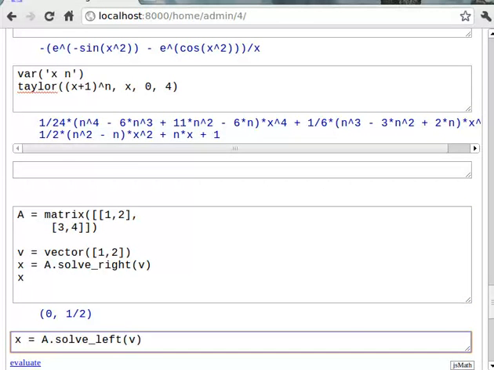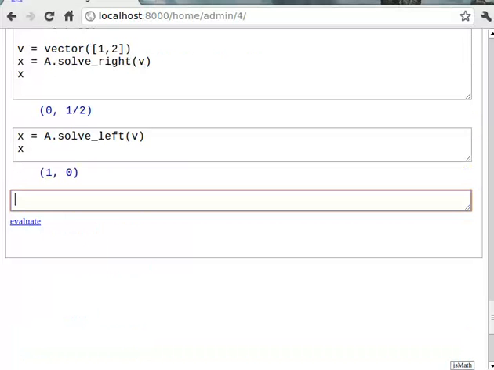Then type x. The left and right here denote the position of A relative to x.